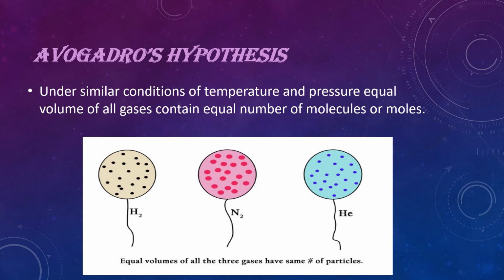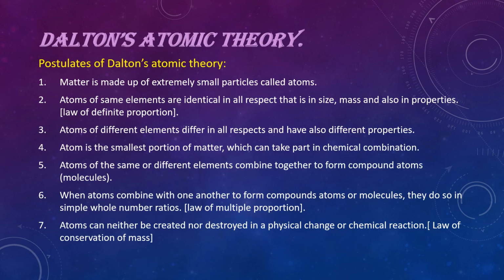Next is Avogadro's hypothesis. Under similar conditions of temperature and pressure, equal volume of all gases contain equal number of molecules or moles. It means if the volume of the gas is equal, then the number of molecules of the gases is always equal. Here in the figure you can see the volume is the same for hydrogen, nitrogen and helium. So their number of molecules is also the same. Their mass may be different according to their weight.